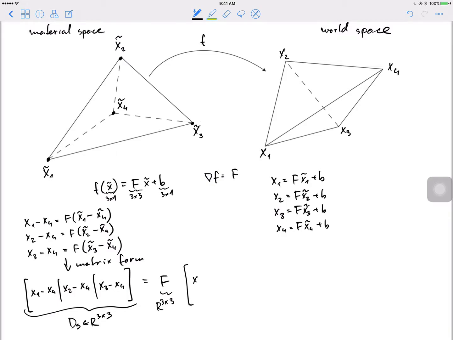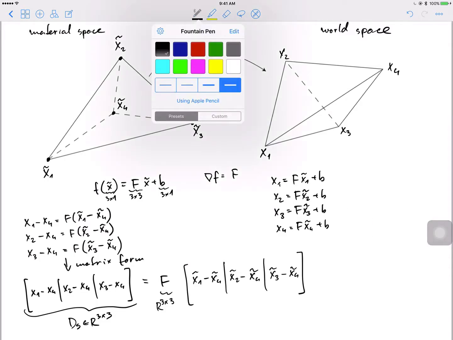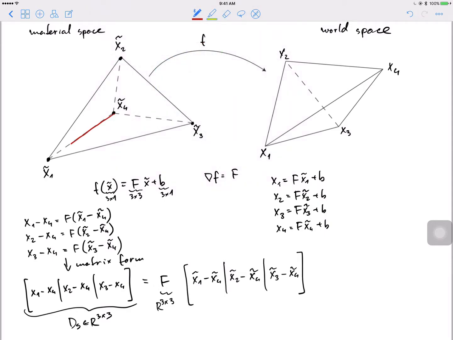And here I have the same thing with the tilde. So x1 tilde minus x4 tilde, x2 tilde minus x4 tilde, and x3 tilde minus x4 tilde. What are these things, by the way? The x1 minus x4 and with the tildes. Those are just the vectors corresponding to the edges. Okay, if I was to draw it, then the x1 minus x4, that would be this edge, right? The x2 minus x4 would be this edge.